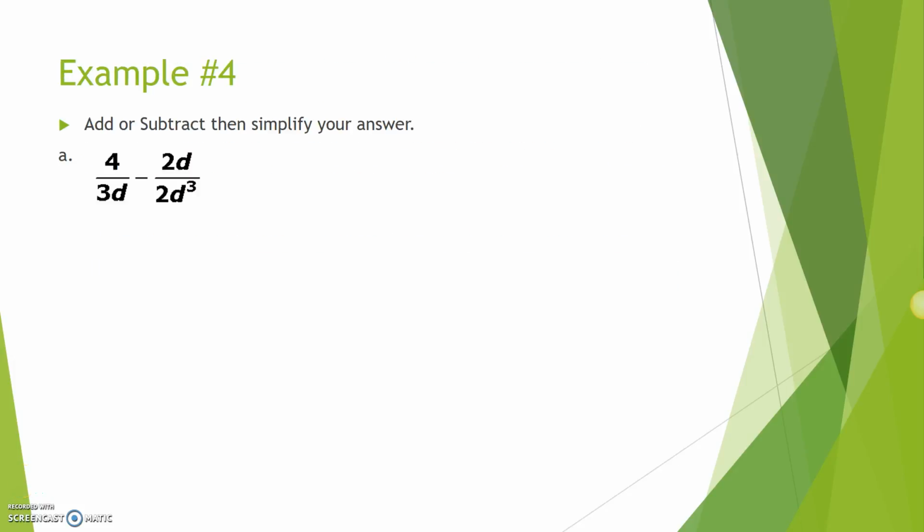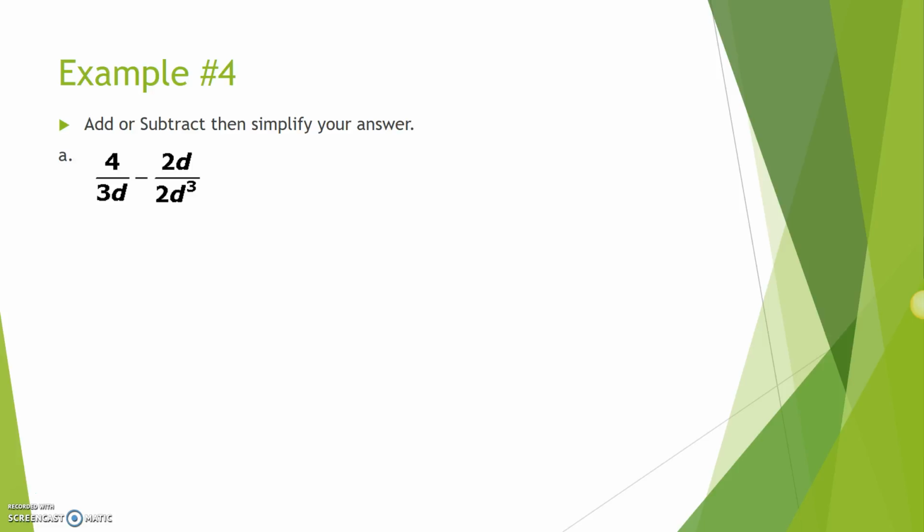Example number 4, we're going to be adding or subtracting and simplifying our answers. So in this particular example, we are subtracting these rational expressions. So we have 4 over 3d minus 2d over 2d to the third. What we're first going to do is notice that we do not have common denominators here like we've had in the previous examples.